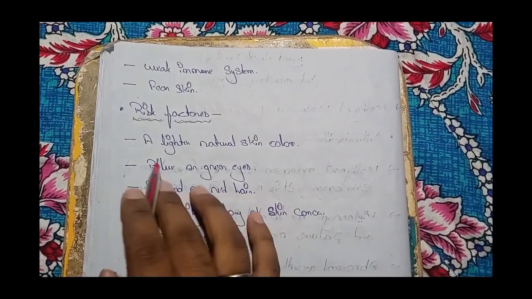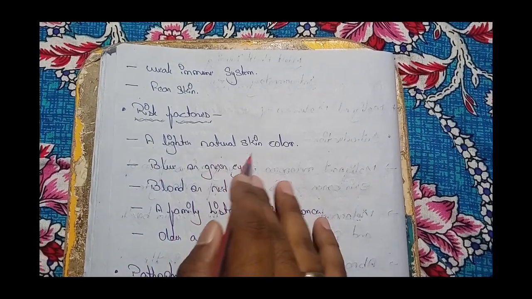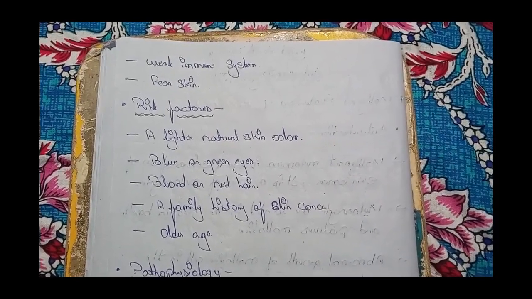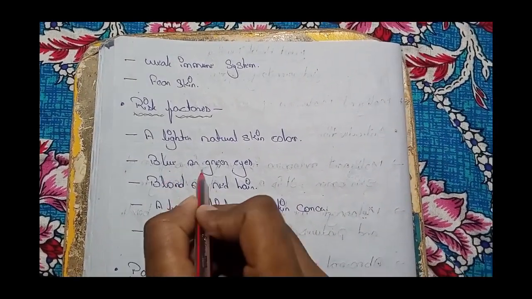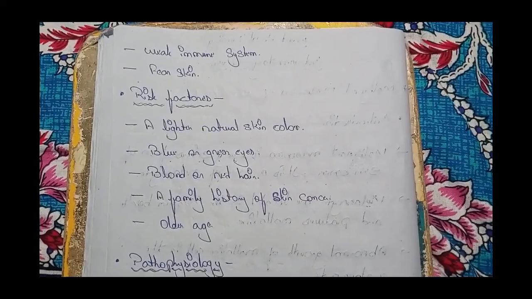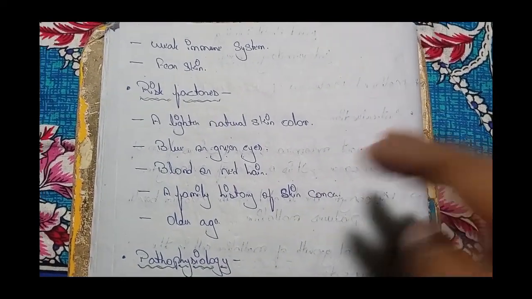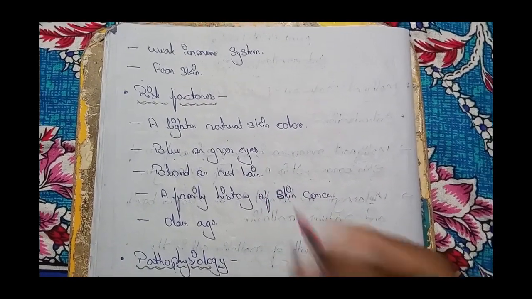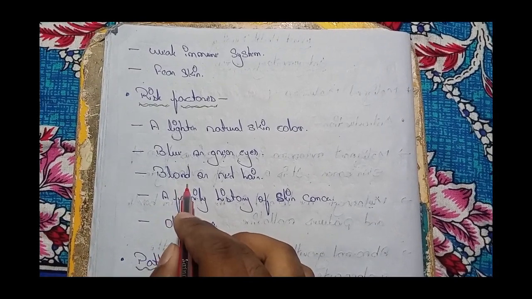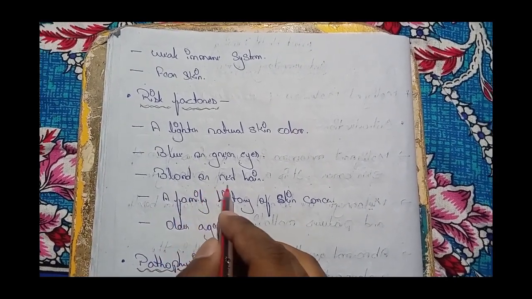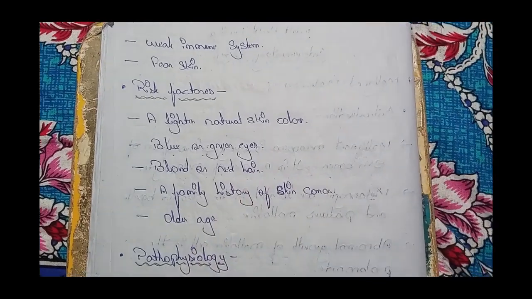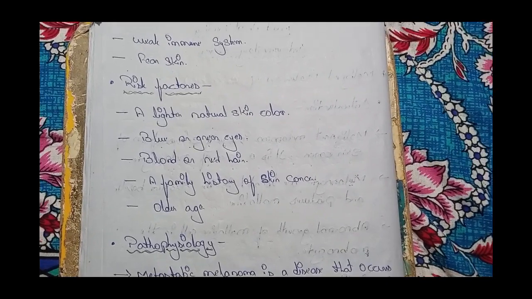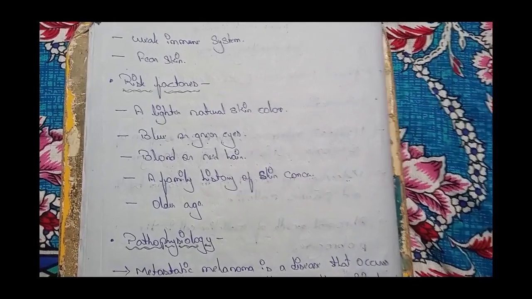Okay, so lighter natural skin color, which means very bright skin. Blue or green eyes are also a risk factor for getting skin cancer. Blonde or red hair, meaning brownish hair color, also gives some chance of getting skin cancer.